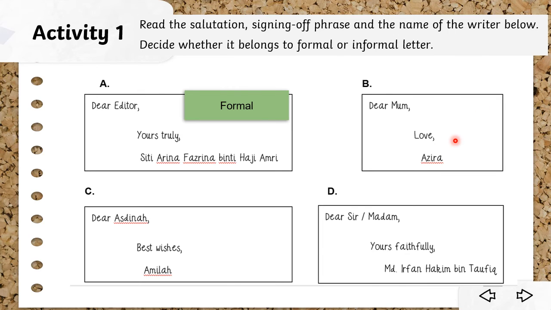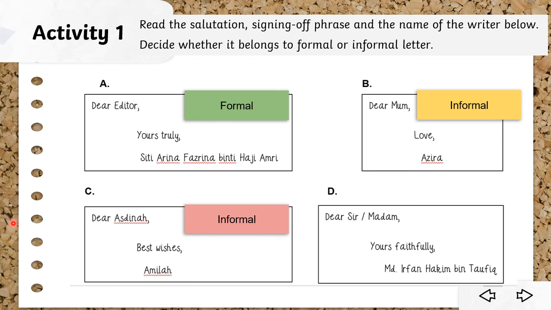Okay. Now for B. Dear Mom, love, Azira. Okay, from here you can see even the name is short. It ends with love. And you can see the relationship. It's between a mom and a daughter. So obviously this would be an informal letter. Now look at C. Dear Azdina, best wishes, Amila. Okay, best wishes. And then the name is short, so this would be an informal letter.